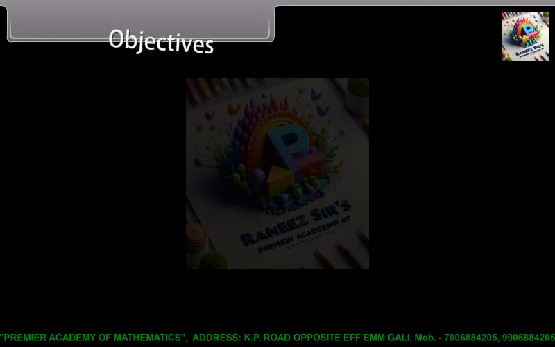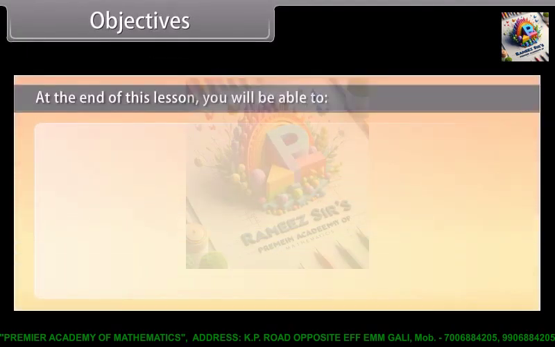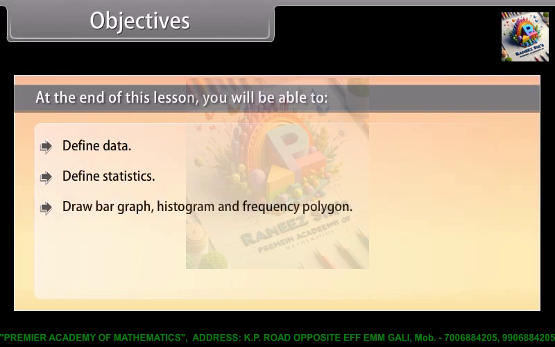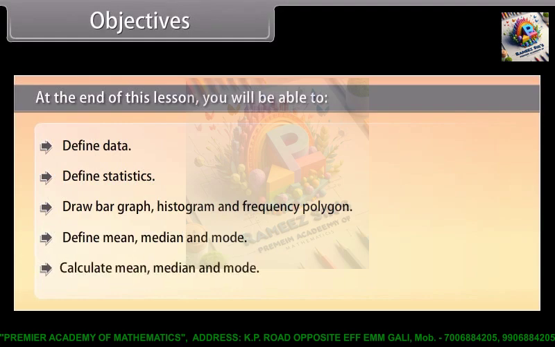Objectives. At the end of this lesson, you'll be able to define data, define statistics, draw bar graph, histogram, and frequency polygon, define mean, median, and mode, calculate mean, median, and mode.